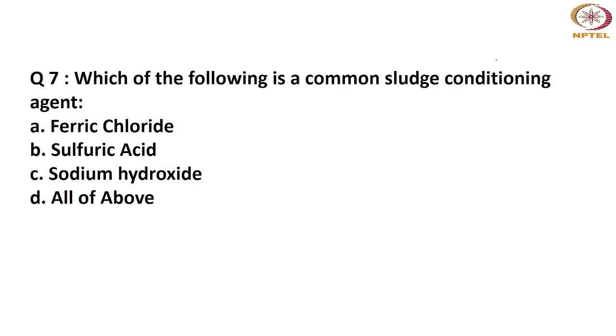So the next one, which of the following is a common sludge conditioning agent? A, ferric chloride, B, sulfuric acid, C, sodium hydroxide, or all of the above.